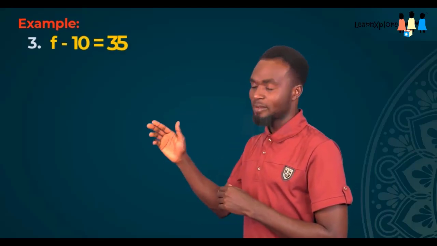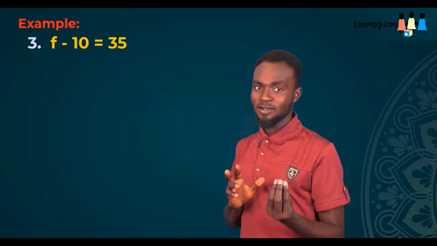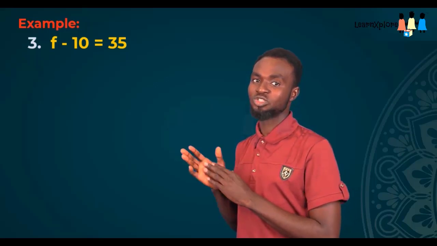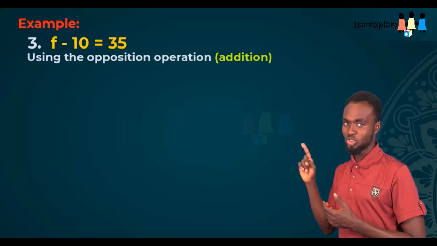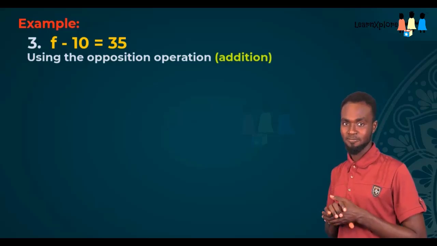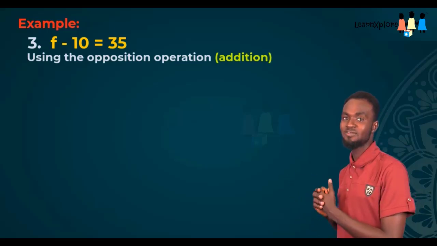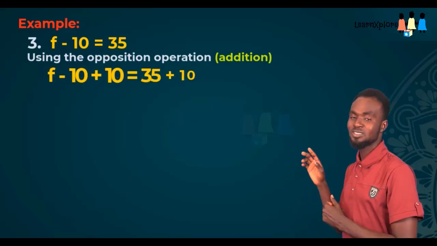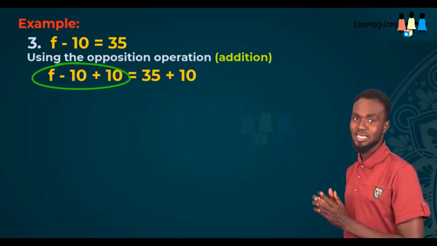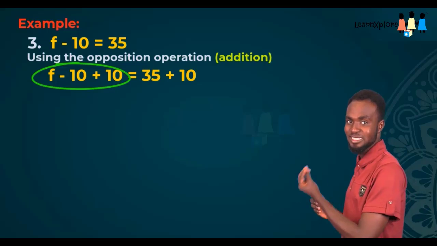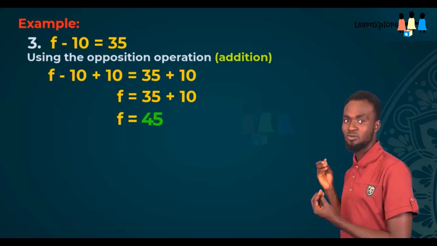Now let's have another example. We have f minus 10 is equal to 35. One of our notes said that we should use the opposite operation. Now we have subtraction. The opposite operation is addition. So if we add 10 to both sides, f will stand alone on the left hand side. So we have f minus 10 plus 10 is equal to 35 plus 10. Minus 10 plus 10 is 0. So on the left hand side we are left with f. So on the right hand side, 35 plus 10 is equal to 45.